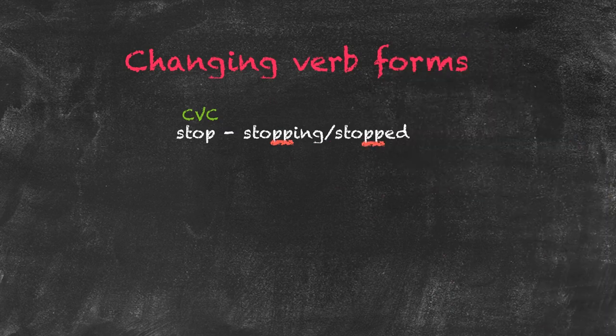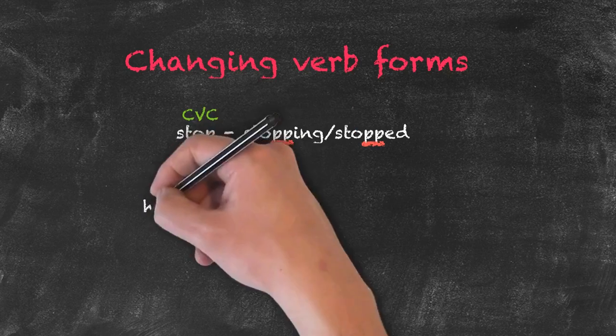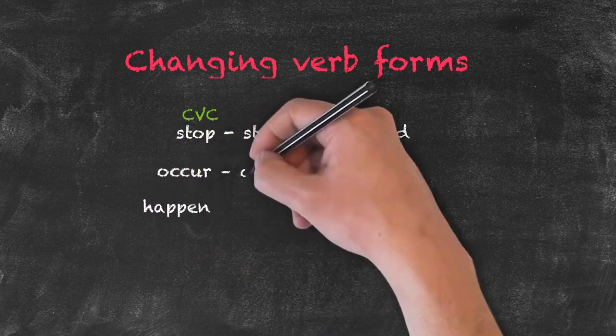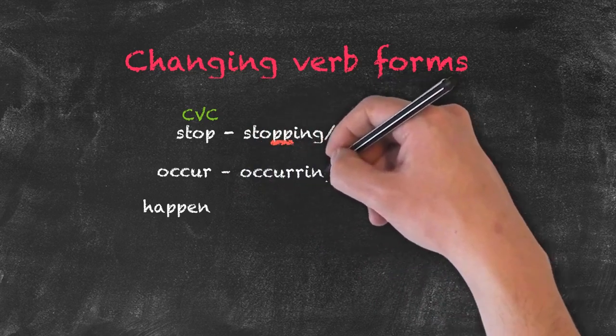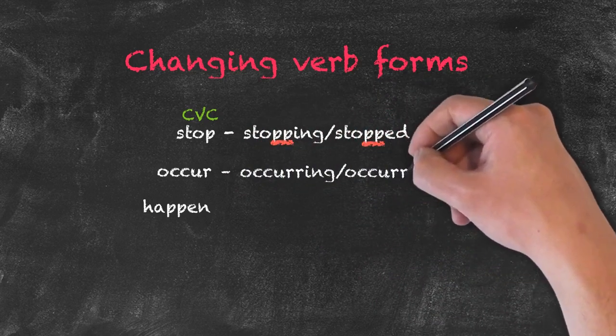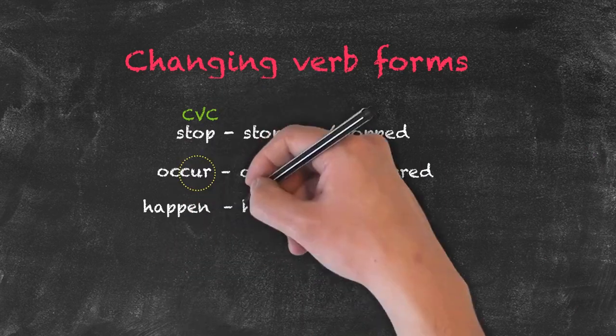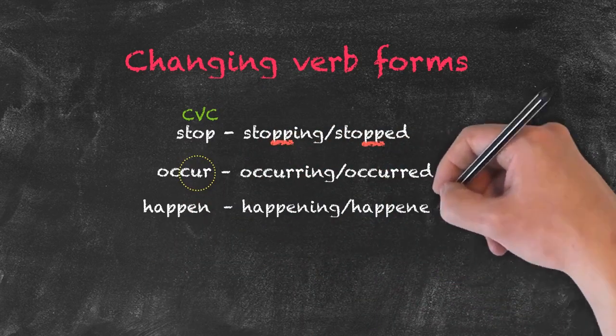In two-syllable verbs, such as occur and happen, we have to be focused on where the stress in the verb comes. Here, we've got occur. The stress is on the end of the word. Here, we've got happen, where the stress is at the beginning of the word.